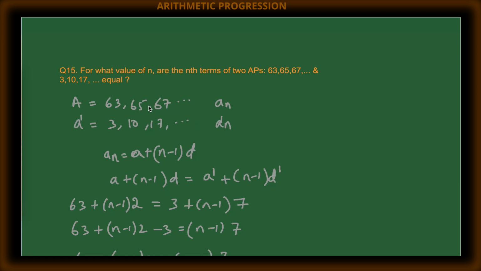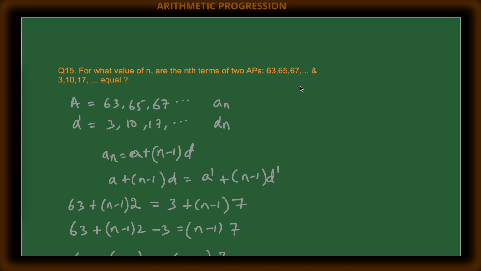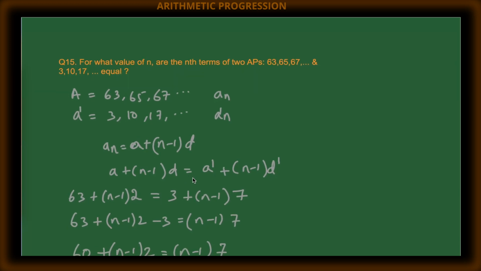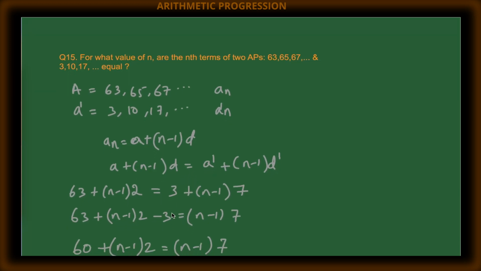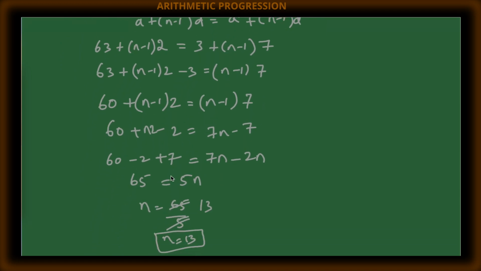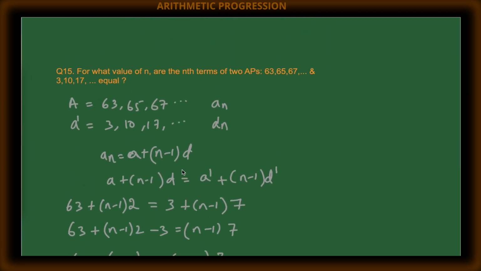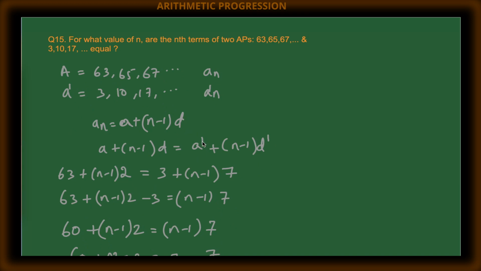So basically, let's reiterate. For the value of n where the nth terms of two APs are equal, there is an nth term which is equivalent. So we put the nth terms equal, a_n of this and a_n of that. There is one particular term between these two arithmetic progressions which is equivalent. We equated this and by solving it we got the value of n. So this is the 13th term. Hope this is clear. Let's move to the next question.